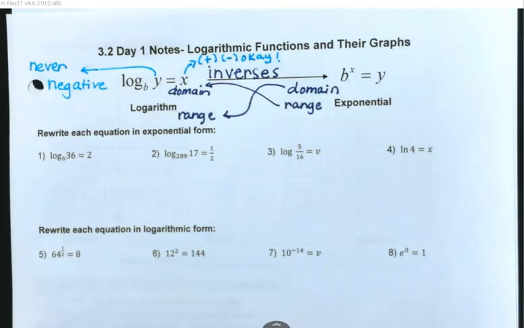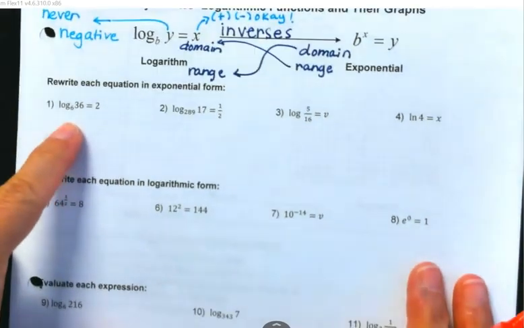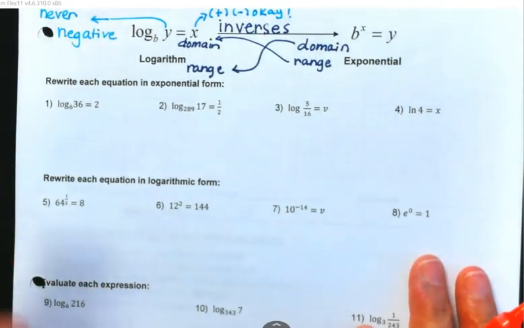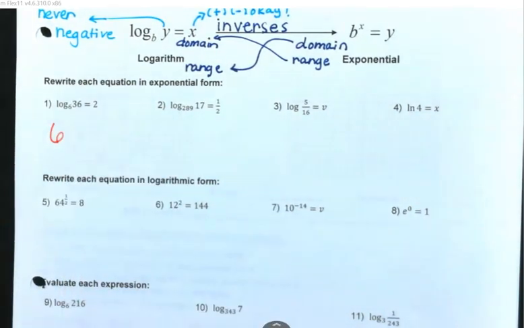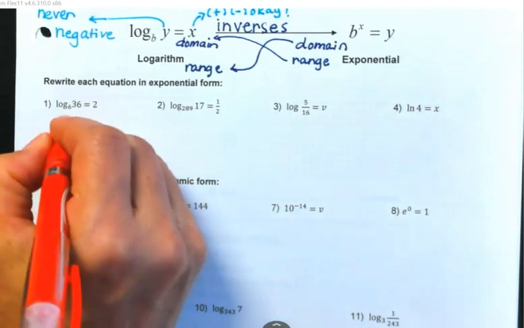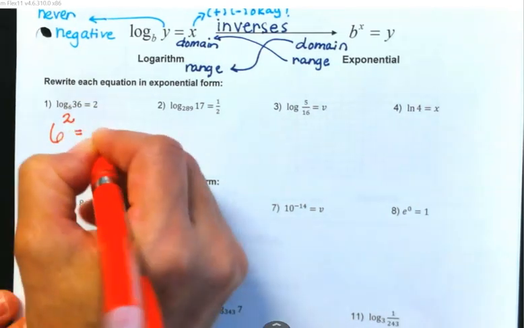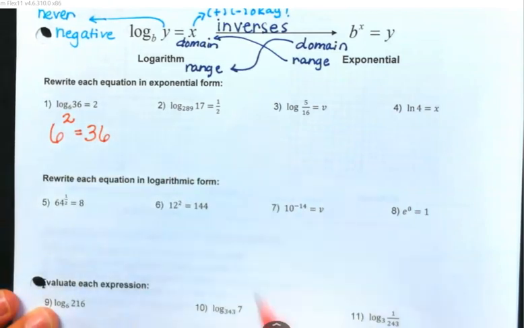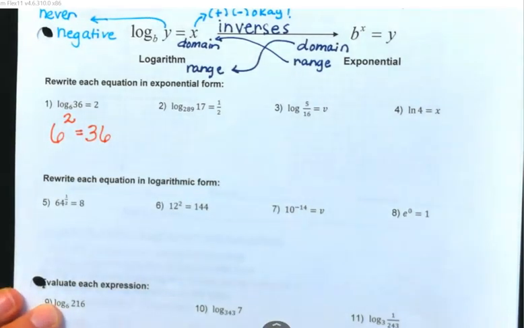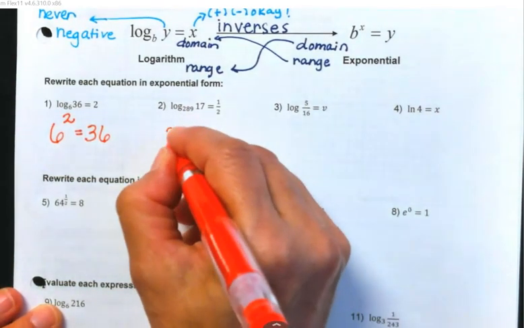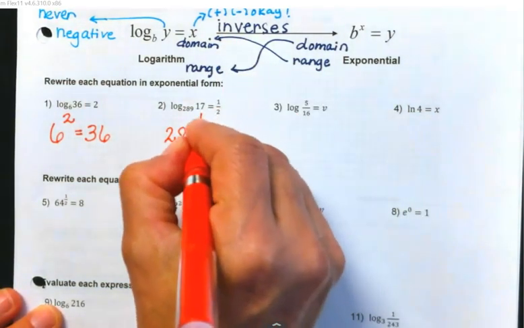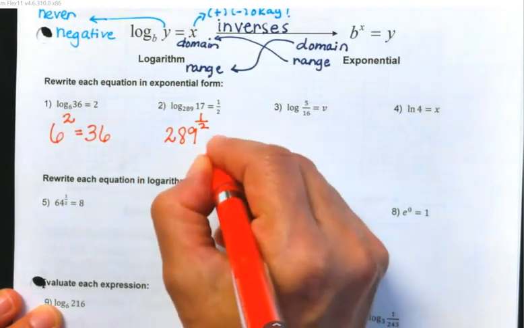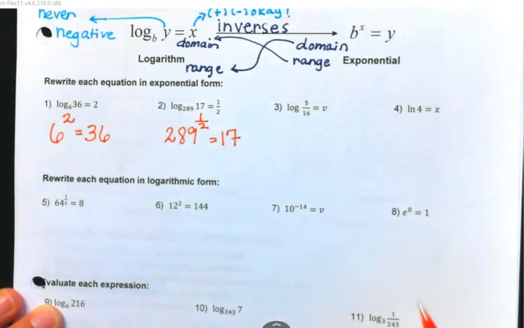All right, so on this first part, we're going to rewrite this stuff in exponential form. So the subscript is the base, so we're going to write 6. And remember, logs always equal exponents. So this is going to be 6 to the power of 2, and the argument is the answer. So 6 squared is 36. This is going to be 289 to whatever the log equals. It equals 1/2. So this is going to equal 17.